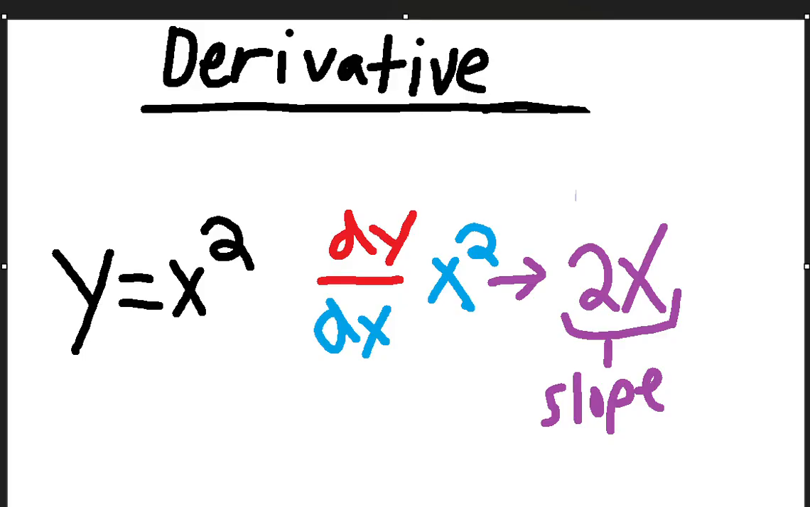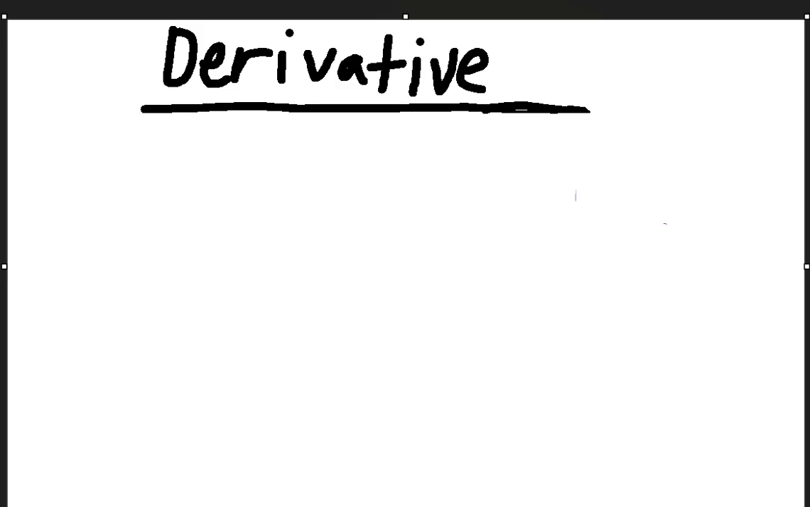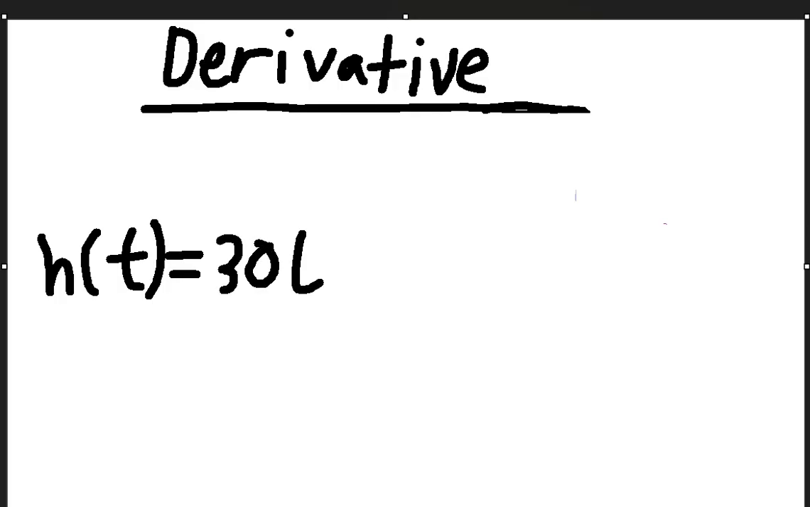And why is this relevant? Well, let's say that this is not y equals x squared. Let's say that you are doing some rocket science and you have the equation for a rocket's position over time. So h of t is equal to, let's say, 30t cubed, where h is equal to the height of the rocket.